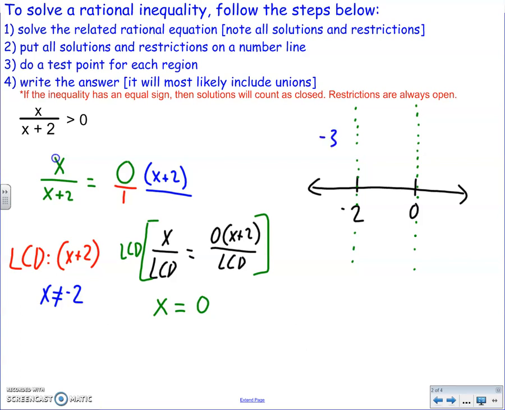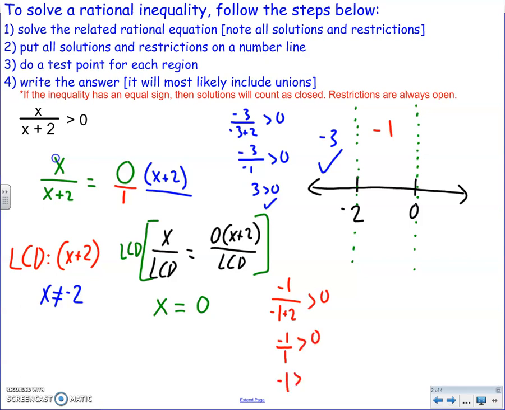If I try negative 3, let's see if it works or not in the original problem. Negative 3 over negative 3 plus 2 is greater than 0. That's negative 3 over negative 1 is greater than 0. That is positive 3 is greater than 0. That is true. Check the next area. Between negative 2 and 0, let's try negative 1. Negative 1 over negative 1 plus 2 is supposed to be greater than 0. That's negative 1 over positive 1 is greater than 0. That's negative 1 is greater than 0. That's false. That did not work.